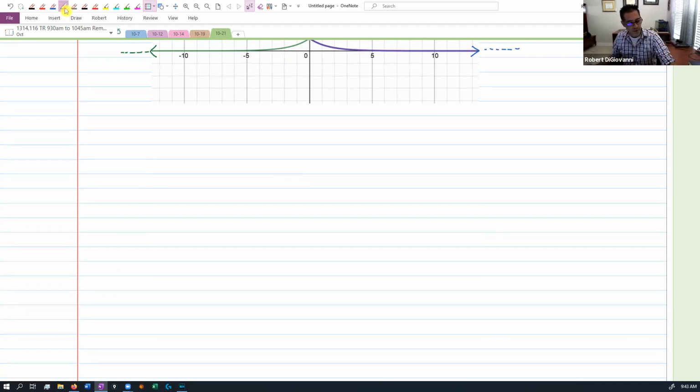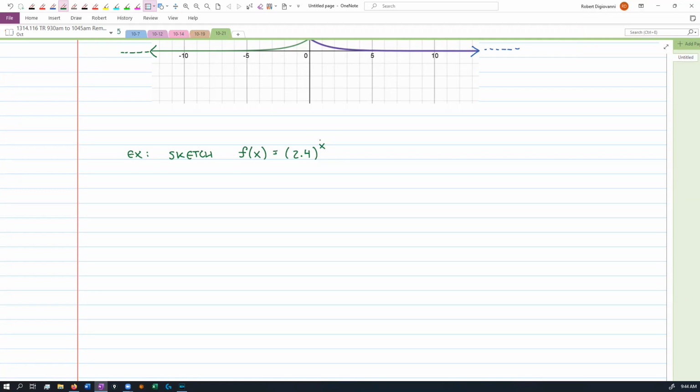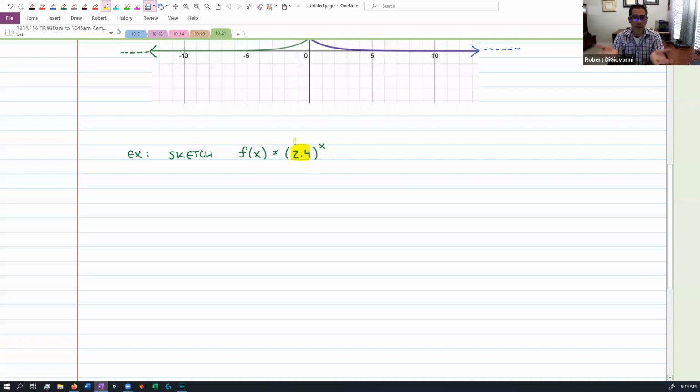So here's your first example. I want us to sketch f of x equals, let's go with 2.4 to the x. So first thing I'm going to ask you, is this going to be exponential growth or exponential decay? Growth. It's growth, because the number in here, 2.4, is bigger than 1, right? It's always positive. So we should expect to see growth.